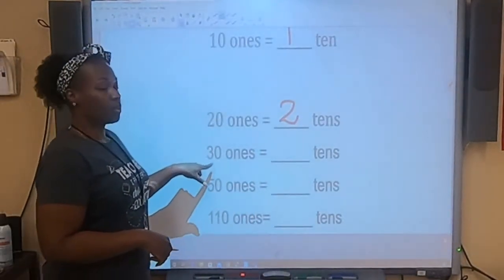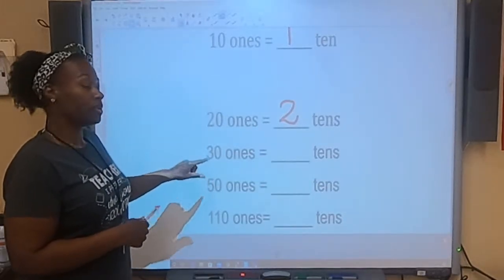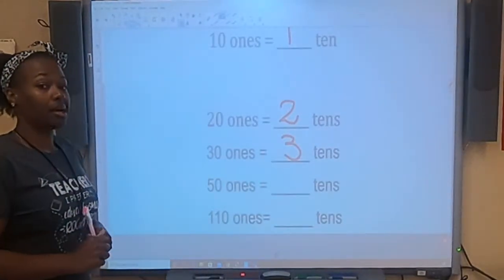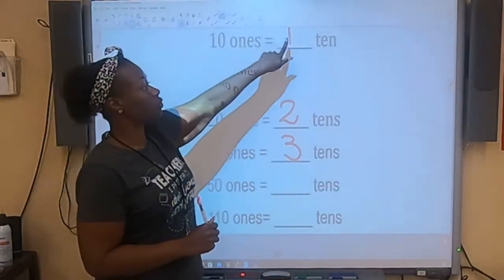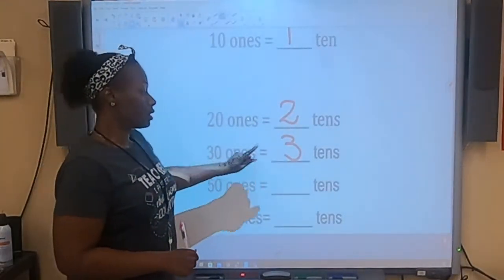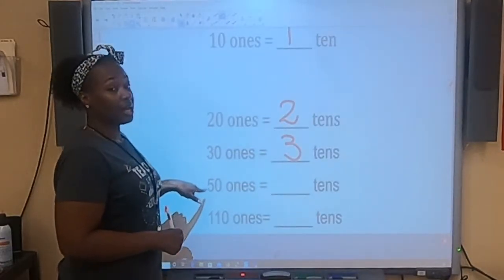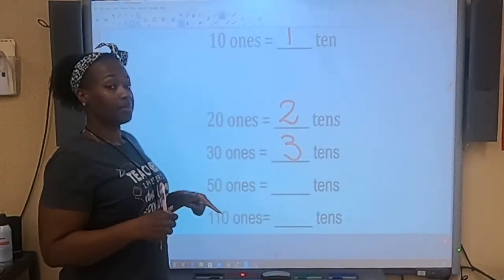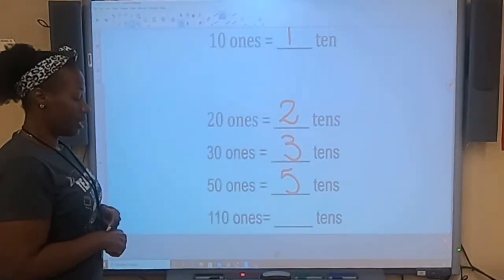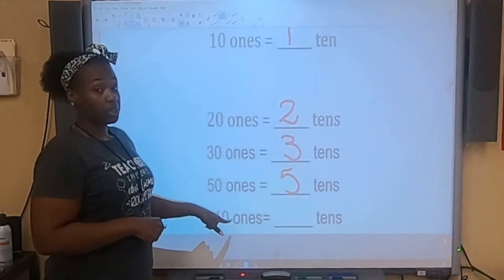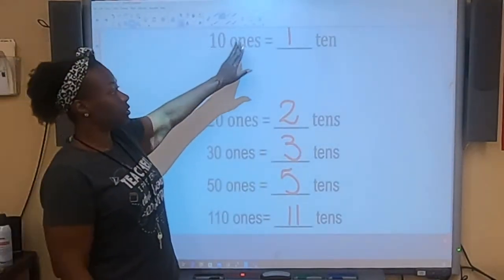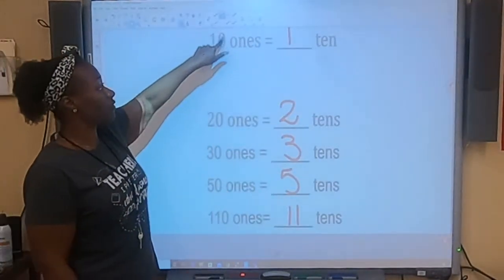If I gave you 30 ones and asked you to rename it to tens, you would tell me that 30 ones equals 3 tens. You should start to see a pattern. If 10 ones equals 1 ten, 20 ones equals 2 tens, 30 ones equals 3 tens, then you should see a pattern that 50 ones would give me 5 tens. 110 ones would give me 11 tens. So notice changing from ones to tens, all I simply did was take off the 0.